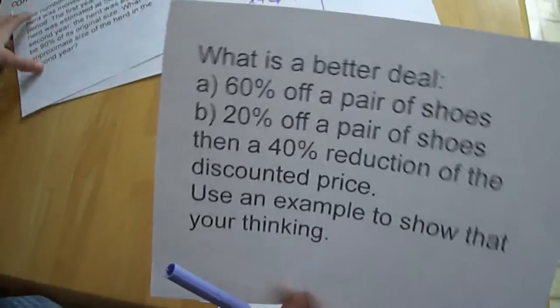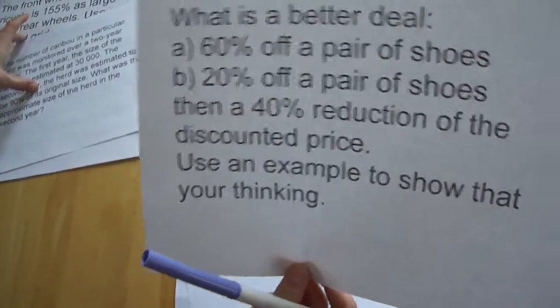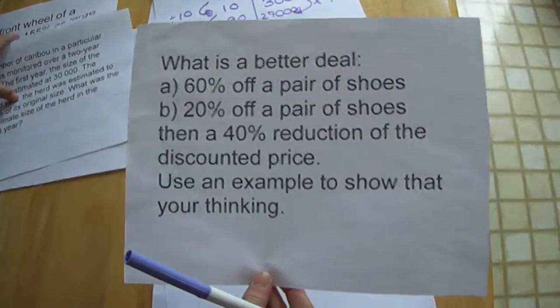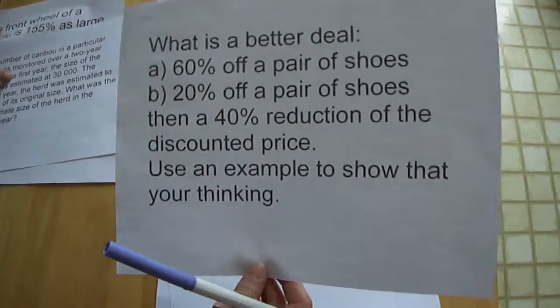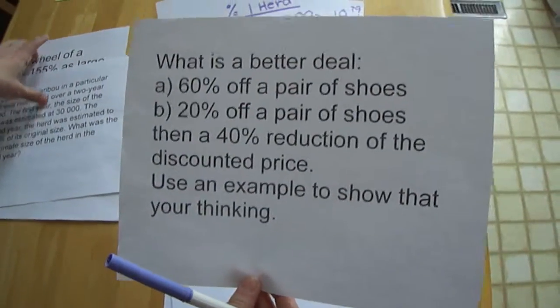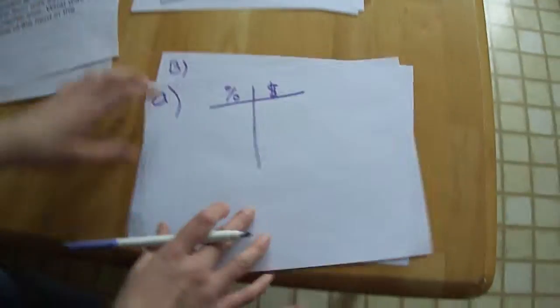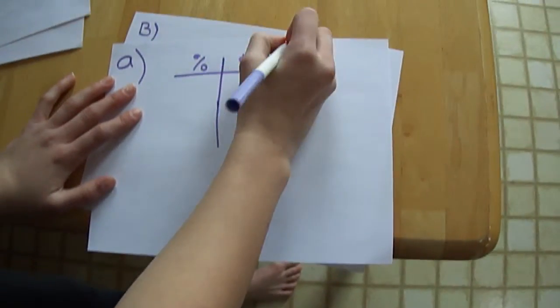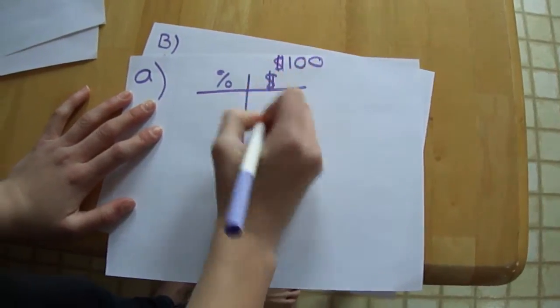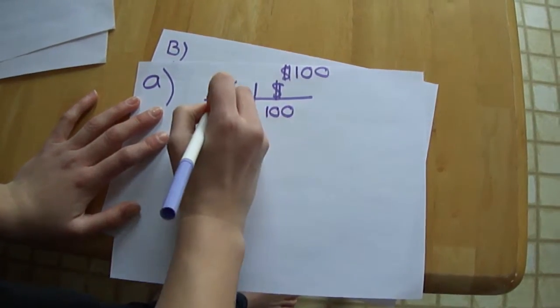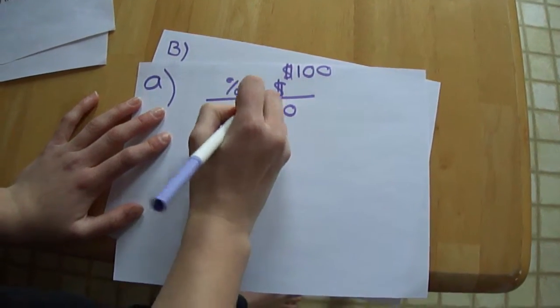For our fourth question, we are going to find out which is a better deal. A, 60% off of a pair of shoes, or B, 20% off of a pair of shoes, and then 40% reduction on the discount price. Use an example to show your thinking. So, my example is my shoes are going to cost $100. So on the money side, I put 100, and on the percent side, once again, 100.